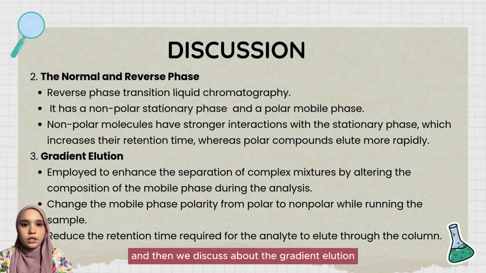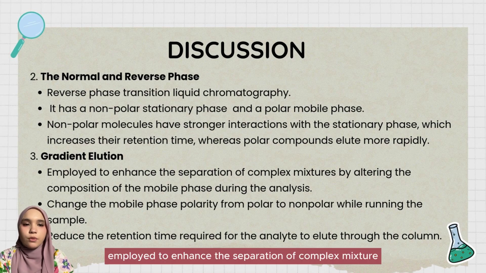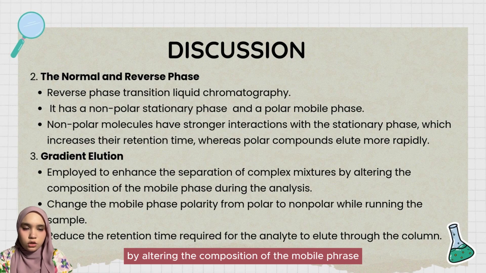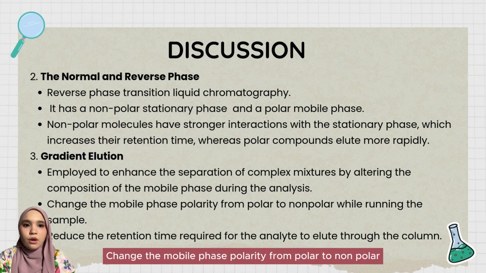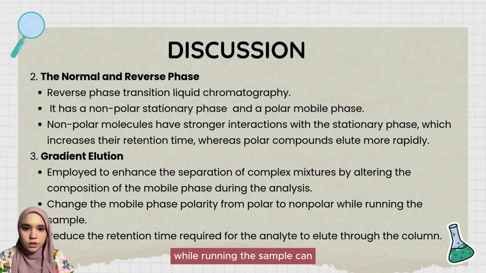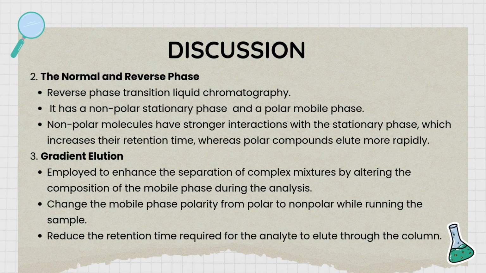And then we discuss the gradient elution, employed to enhance the separation of complex mixtures by altering the composition of the mobile phase during the analysis. Changing the mobile phase polarity from polar to non-polar while running the sample can reduce the retention time required for the analyte to elute through the column.